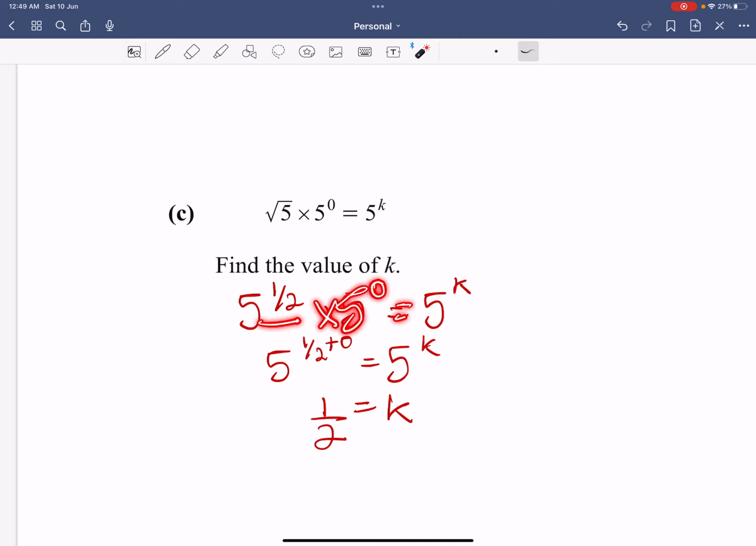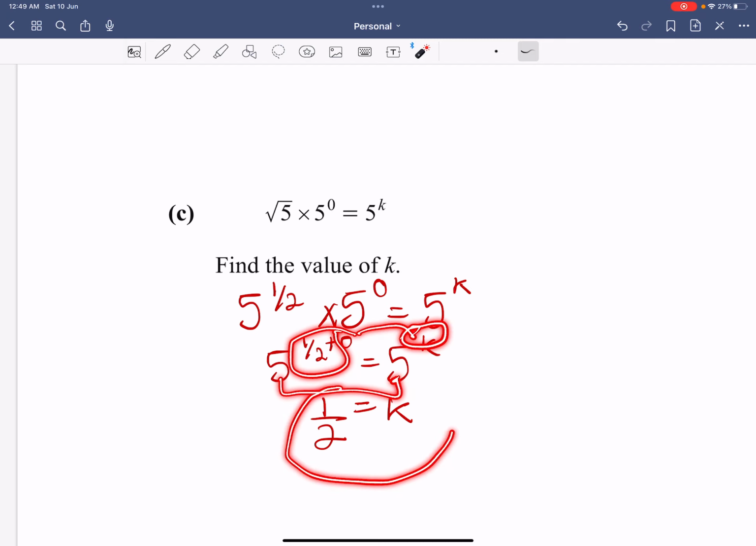Now the next part: 5 to the power of half times 5 to the power of 0 is equal to 5 to the power of k. Another rule of indices: whenever the bases are the same, we take the base common and add the powers. I wrote the square root as half to make it easier for my calculation. So 5 to the power of half plus 0 is equal to 5 to the power of half. And whenever the bases are the same, we can equate the powers. So the value of k will be half.